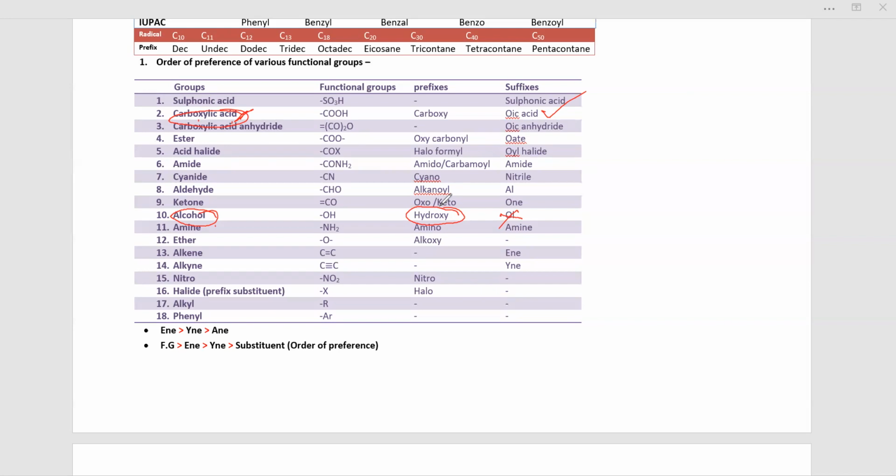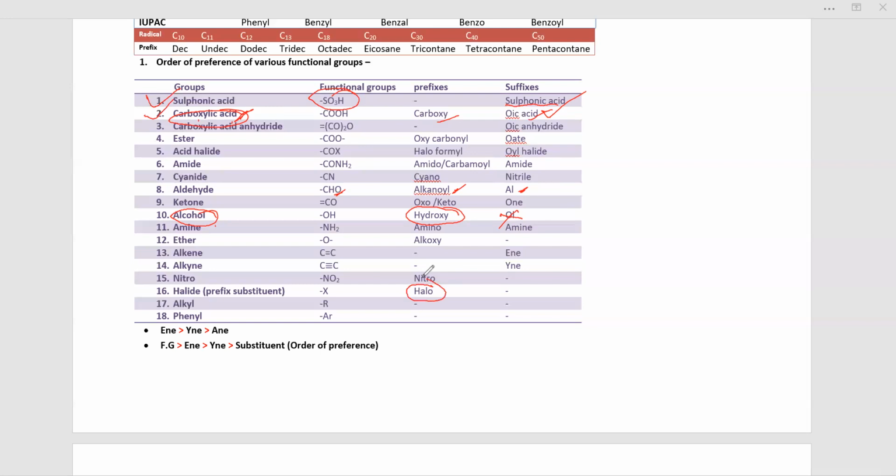Now see here, which is the strongest functional group? Sulfonic acid. What is sulfonic acid? SO3H. It will always be the suffix only. The second strongest functional group is carboxylic acid; the prefix will be carboxy and the suffix will be oic acid. Now aldehyde: the prefix is alkanoyl and the suffix will be al only.